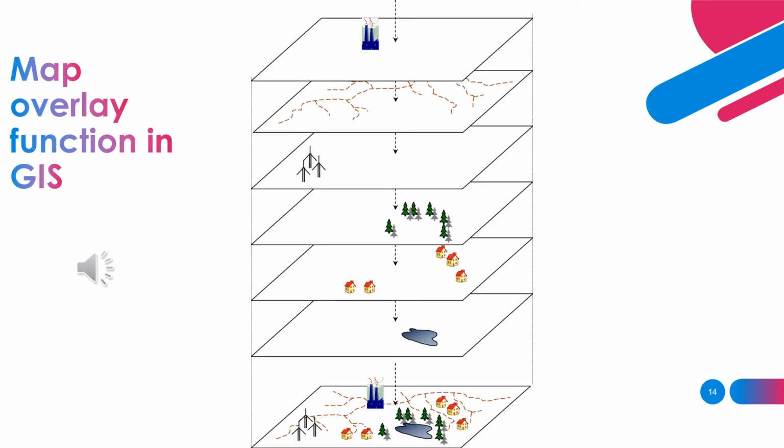This is the overview of the map overlay function in GIS: combining layers to create a visually complete map for the customer to consume. This helps the consumer better understand the visual data when it is shown.